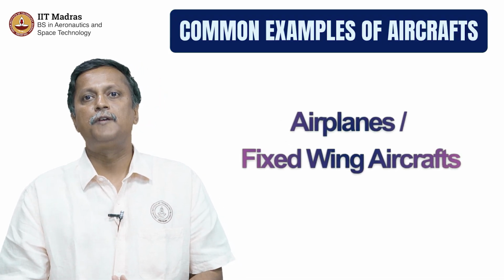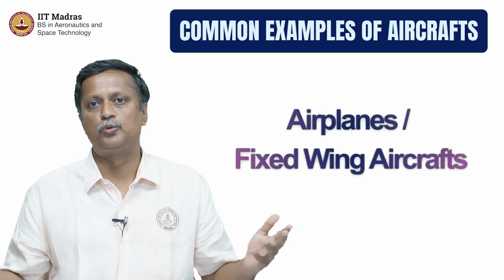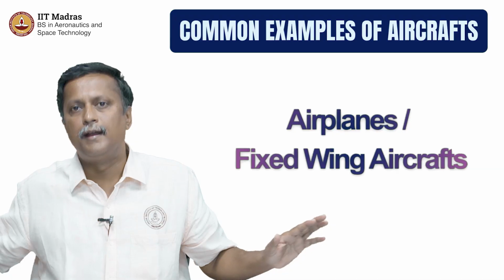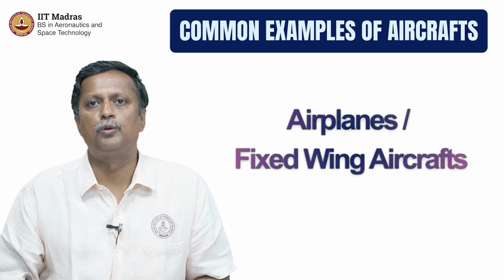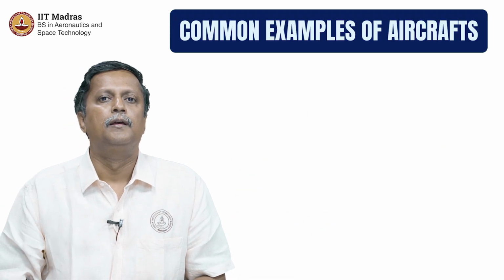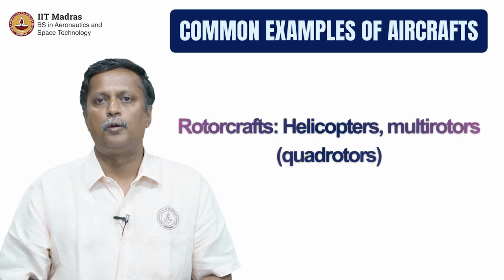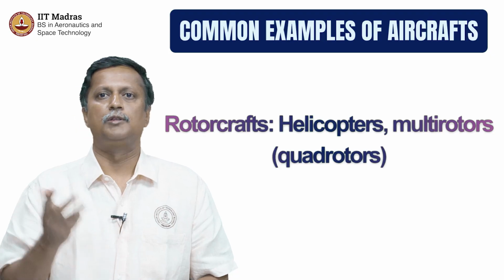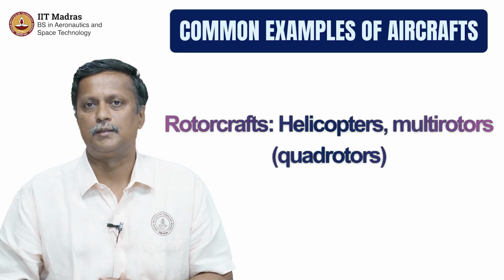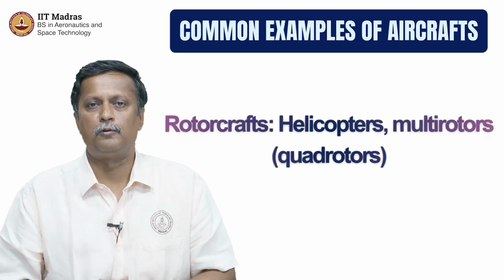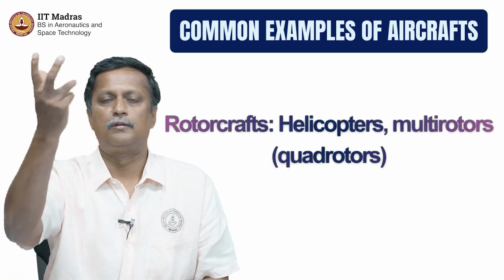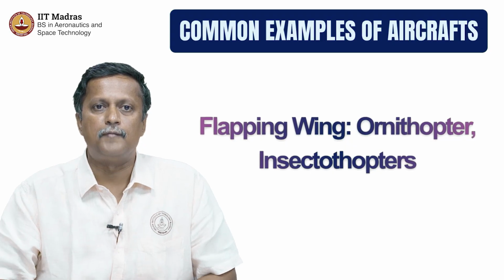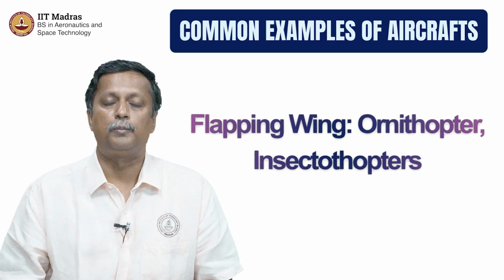What are airplanes? They are fixed wing aircrafts, the kind of aircrafts that you use to travel from place A to place B nowadays, right? There is one fixed wing there, and you are taking off using a runway. Then there are rotorcrafts, helicopters, multi-rotors. The most common form of multi-rotors that we use are all these quad rotors, which you see everywhere nowadays in marriage videos, wherever, any place where we want to take videos, there will be a small quad rotor buzzing around and taking the video. And then there are flapping wing aircrafts which we have developed, that is ornithopters, insectopters and so on.